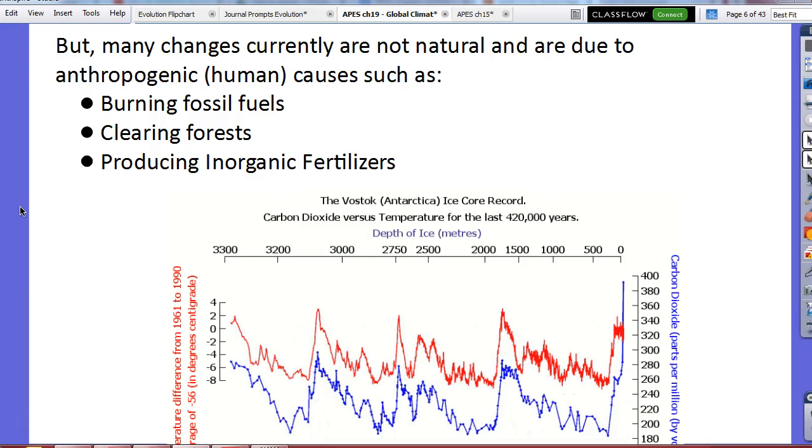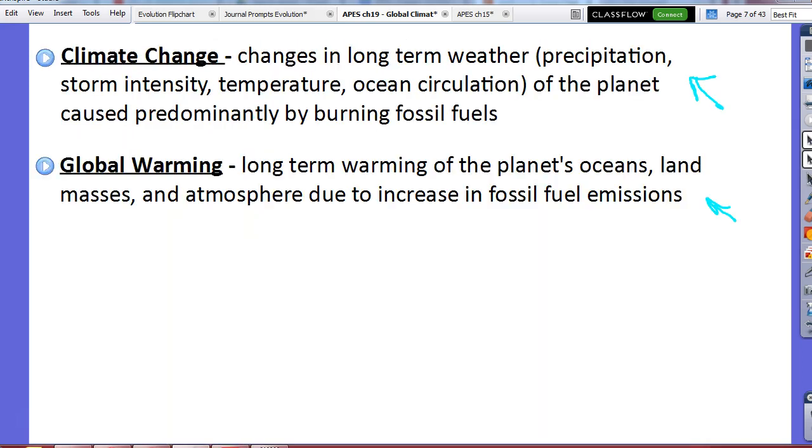All right, so the temperature is increasing, the CO2 is increasing. And we have dubbed this climate change. Now, you don't need to know the difference between climate change and global warming for a test, but I have it on there because you might hear the difference between the two, or you might hear both of them and wonder what the difference is.